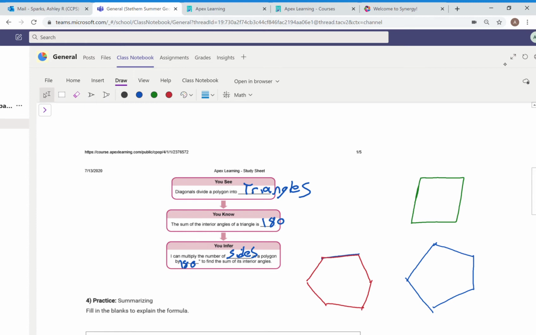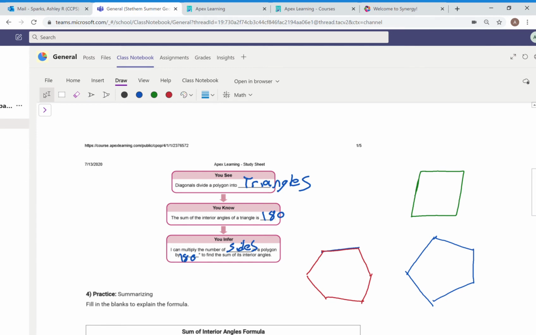We know the sum of triangles is 180 degrees. We've already been there. We've done that. What you can do, okay, you can multiply the number of sides of a polygon by 180 to find out your new shape. That's not quite true, but we're getting there. So we know our number of sides. We can figure out how it relates to 180. And we can do that by figuring out the triangles.